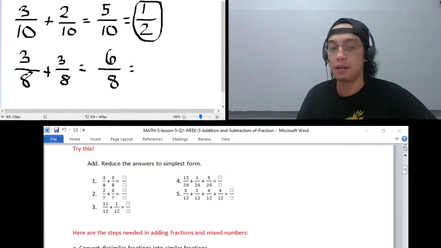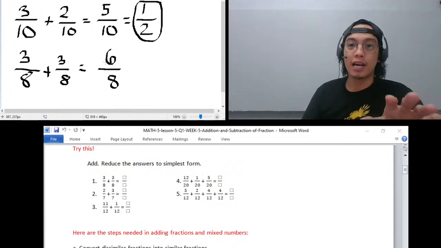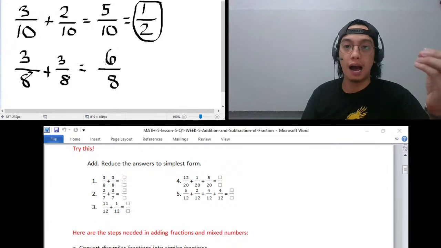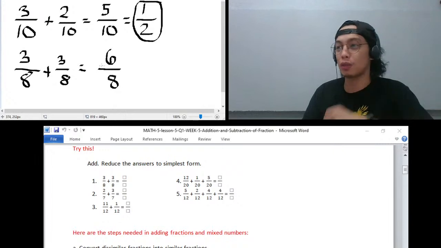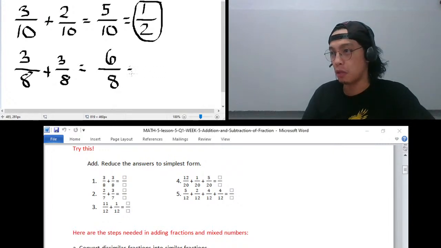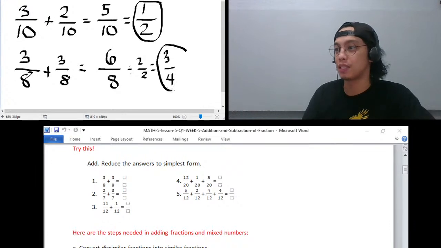Pero pwede pa siya ma-simplify. Mag-simplify ka ni, ato siya i-divide further ang up and down. Usually 2. So, ito 2. Magamay-gamay na siya. Divide by 2. 6 divided by 2 is 3. 8 divided by 2 is 4. Ang answer, 3 over 4. That's the simplest form. Okay.